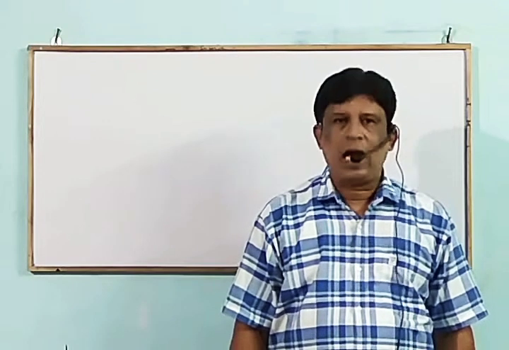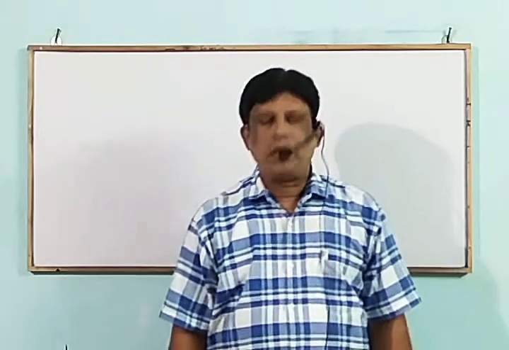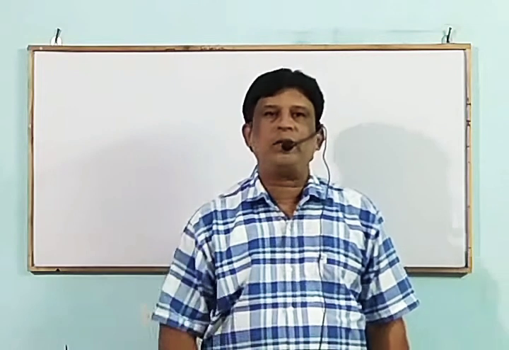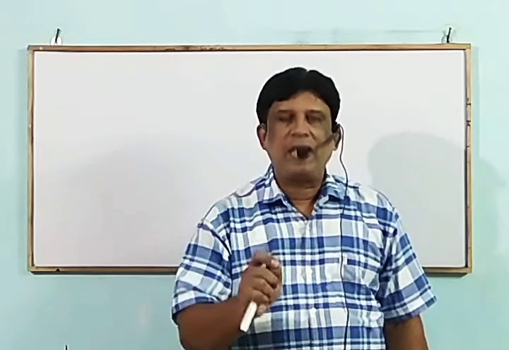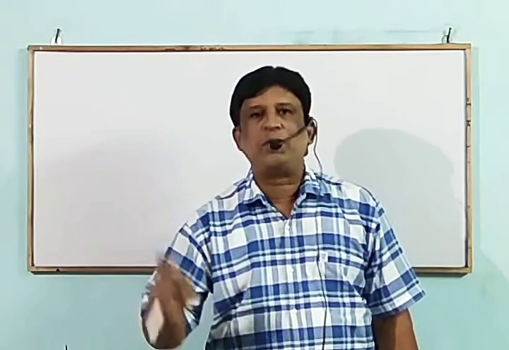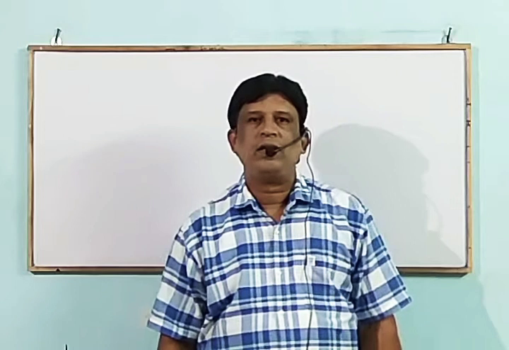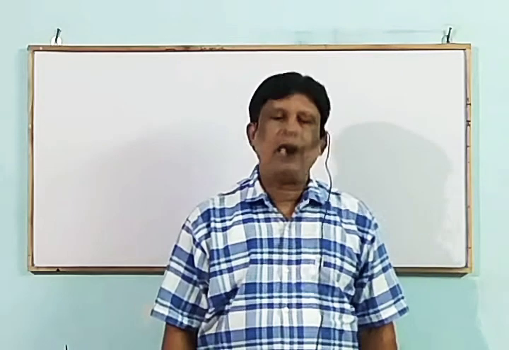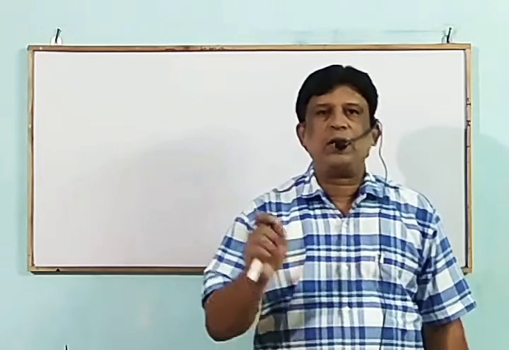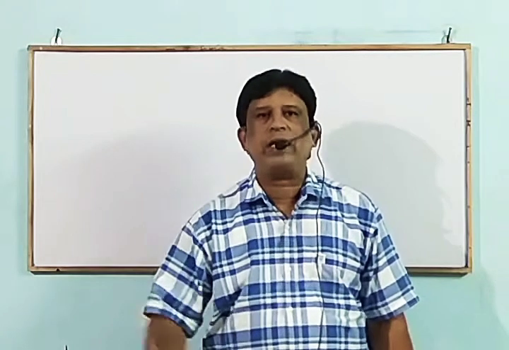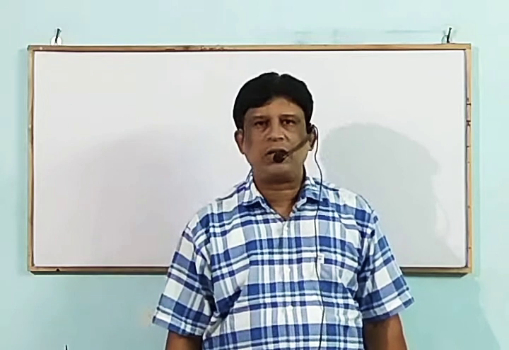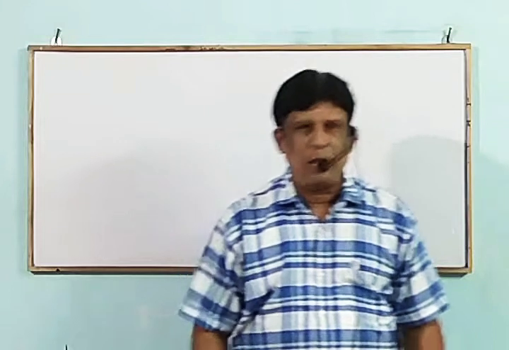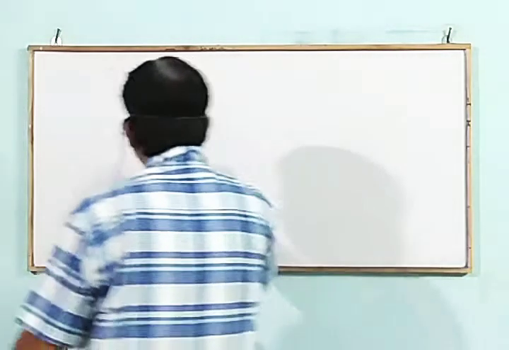Today, that is class 3 of this chapter, I will try to complete the allotropic form of sulfur, the method of preparation, property, uses of sulfur dioxide, the oxoacid of sulfur, and finally, the method of preparation, property, uses of sulfuric acid. So let us discuss one by one. First one is allotropic form of sulfur.